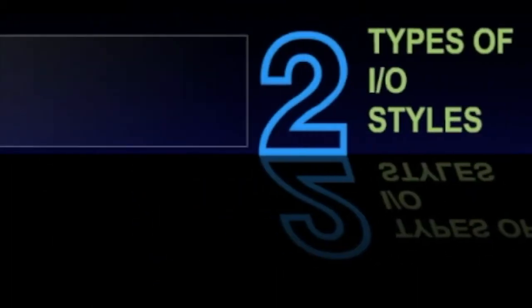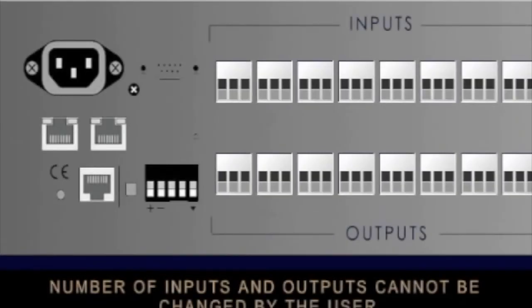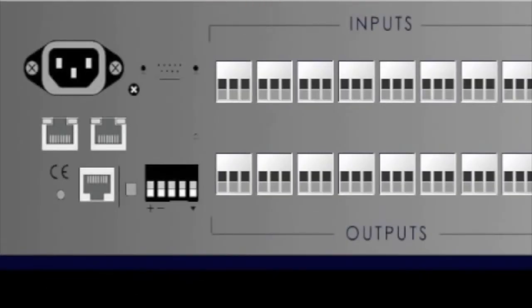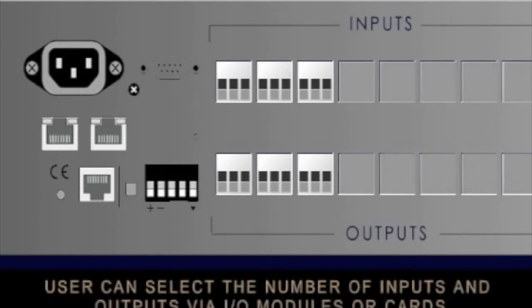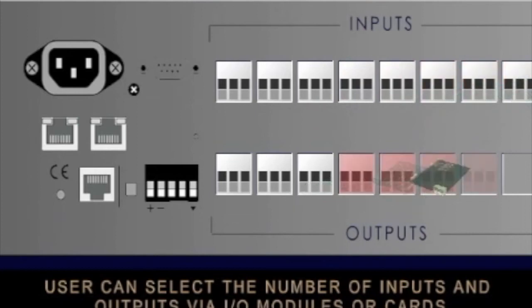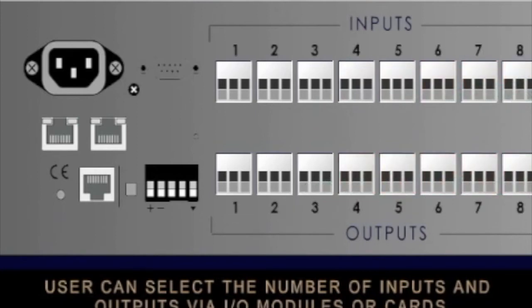Digital signal processors are available with a variety of input and output configurations. There are two types of I/O styles, fixed and configurable. Fixed I/O means that the number of inputs and outputs cannot be changed by the user. Configurable I/O means that the user can select the number of inputs and outputs via I/O modules or cards. The most common configuration includes 8 inputs and 8 outputs.